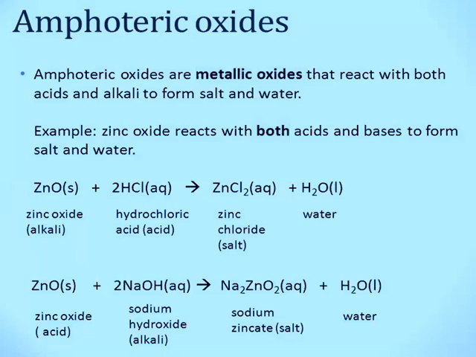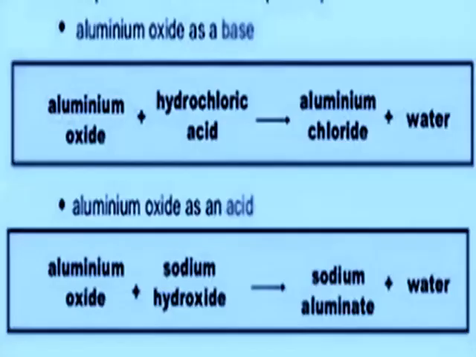Here we will study the reaction with base. So particularly if zinc oxide reacts with sodium hydroxide, it gives a salt, sodium zincate, along with a water molecule. Aluminium oxide is another example of an amphoteric oxide, which when it reacts with the base sodium hydroxide gives sodium aluminate along with a water molecule.